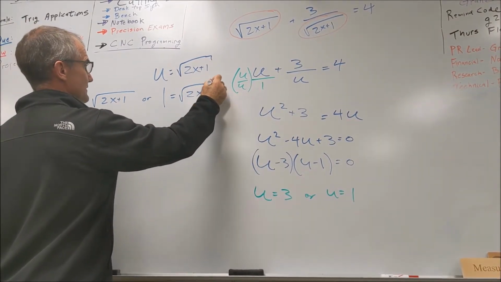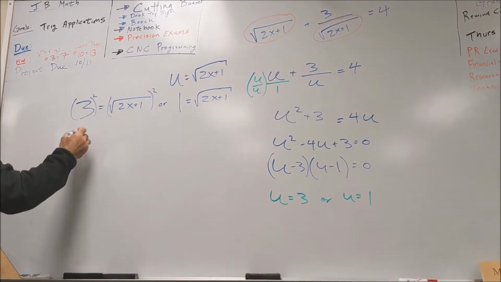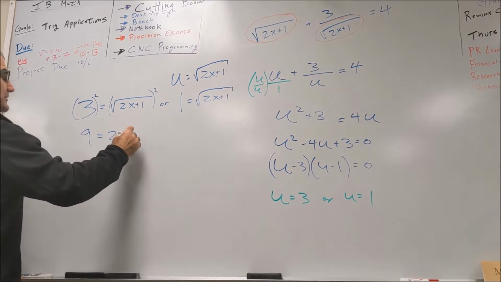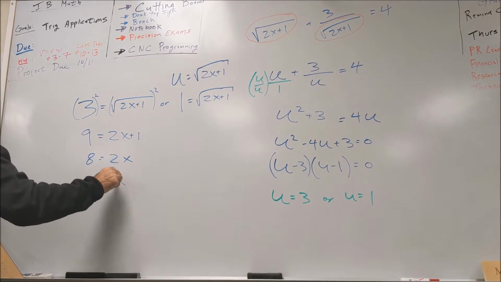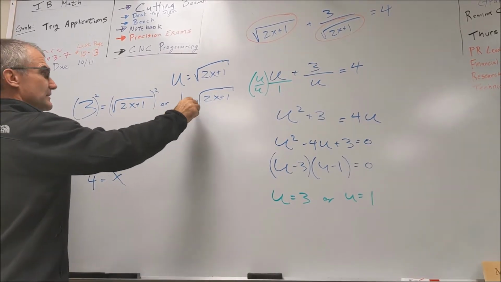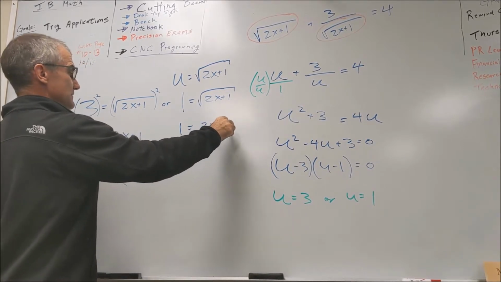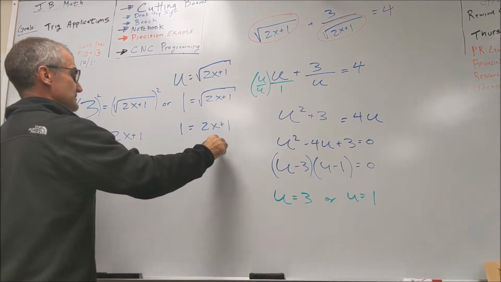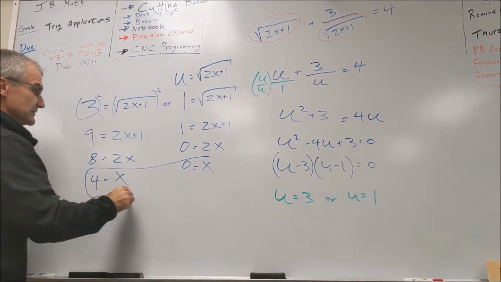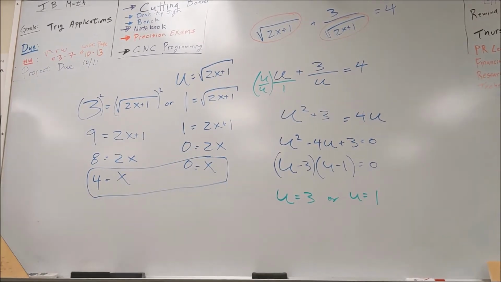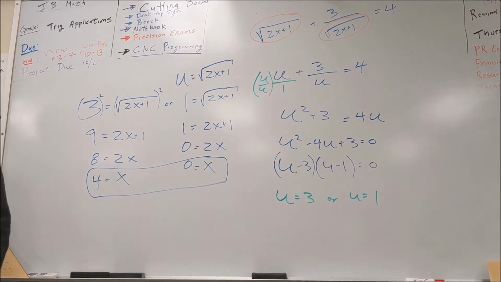Solving for x here, I square both sides, and I get 9 is equal to 2x plus 1. Subtract 1, 2x is equal to 8, x is equal to 4. Or here, I square both sides and get 1 is equal to 2x plus 1. Subtract 1 from both sides, 2x is equal to 0, x is equal to 0. So I have two solutions: x equals 0 or x equals 4. Solving with substitution, I know it's kind of a hard one to see.